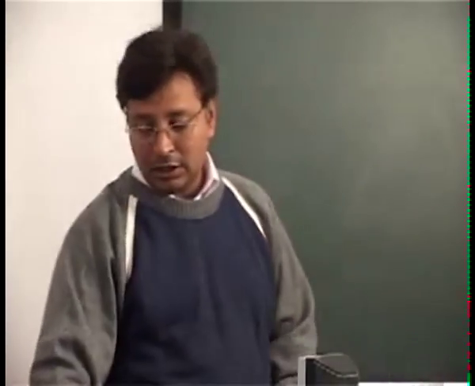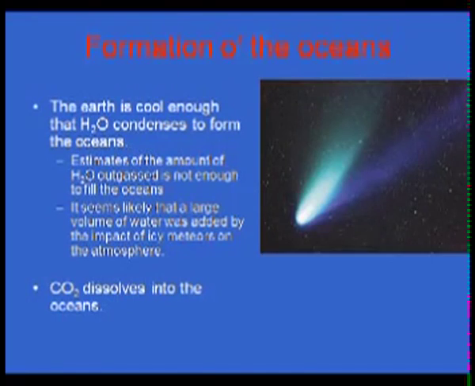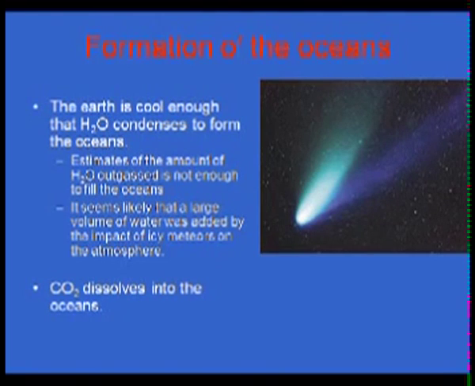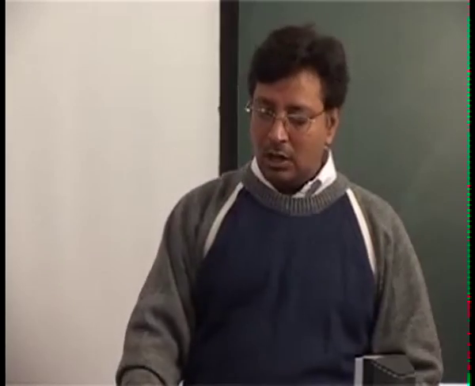So what is the other thing people are talking about? Estimates of the amount of H2O outgassed are not enough to fill the oceans. What is largely believed is that a large volume of the water was added by the impact of icy meteors. Many of the meteors were very icy and contained a lot of water. Some of the planets also contained water, and that came and hit the atmosphere of the Earth, and in the process it also got condensed, because things lose temperature as they come in. So largely that is believed to be the source of the amount of water that we have.